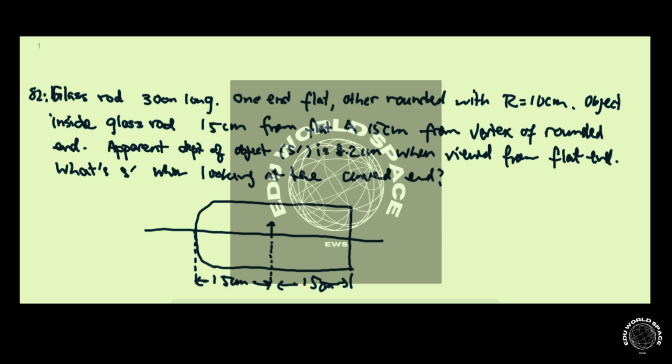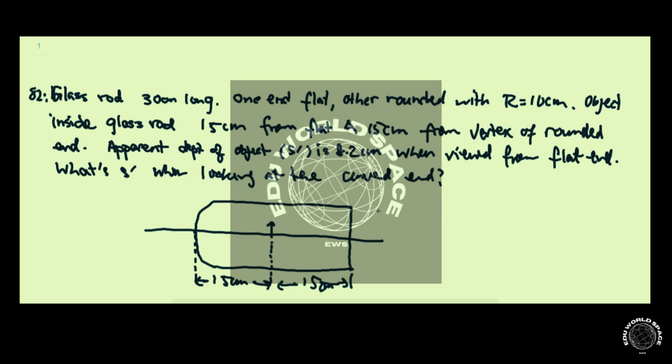So in problem 82, we have a glass rod and one end is flat and the other end is rounded with a radius of curvature of 10 centimeters. And there's an object inside the glass rod that's 15 centimeters from the flat end and also 15 centimeters from the rounded end, as measured from the vertex to the object. And the apparent depth of the object, which is S primed, is 8.2 centimeters when you're looking from the flat end. And we're asked to find the apparent depth of the object when you look from the curved end.